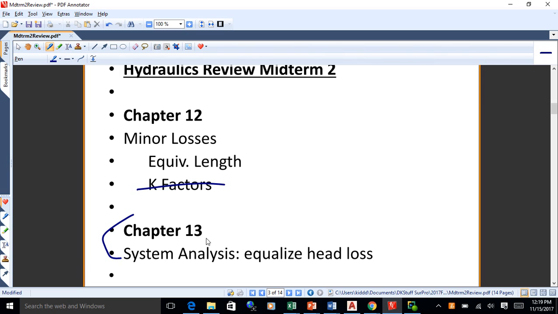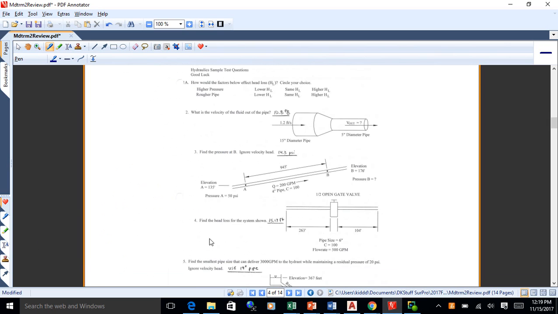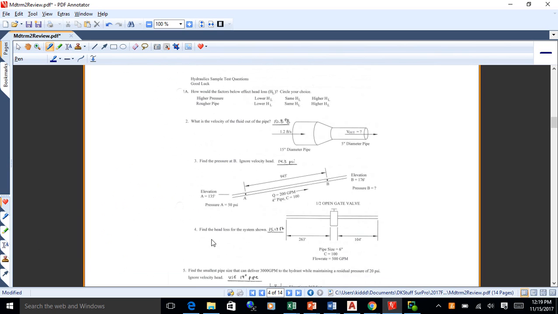I can't get it all on there, I don't think, but I gave you some example problems here. We'll go over these in detail on Friday, I guess. But there's a little problem where you just circle what would happen if the pressure goes up or the pipe gets rougher. What kind of head loss that would lead to. Here's a flow rate kind of problem. Notice these are numbers that are not on the chart, so you have to do the Q equals VA on that, okay?